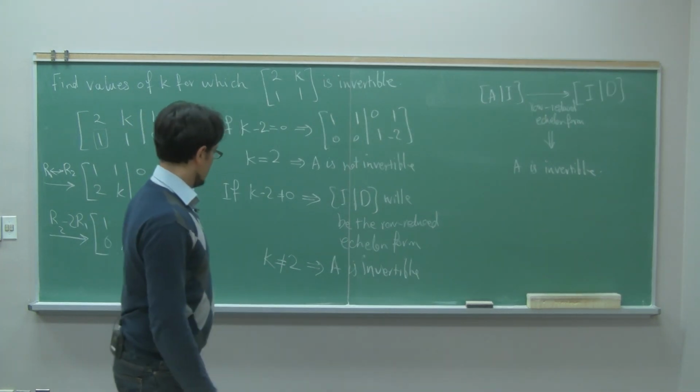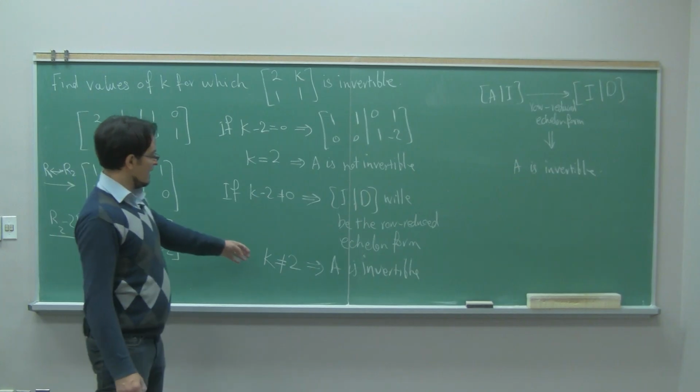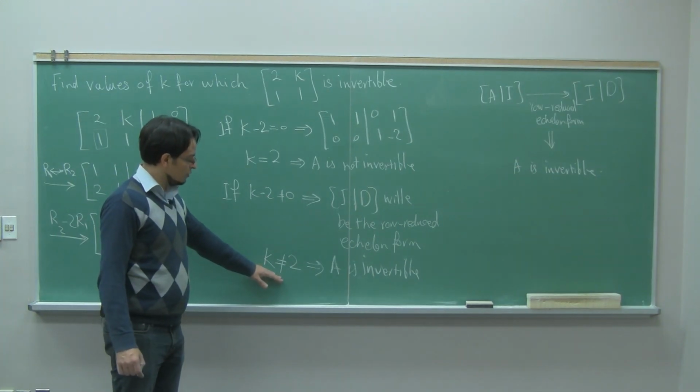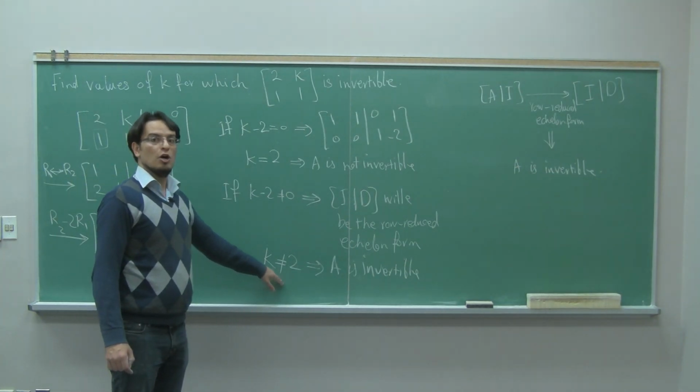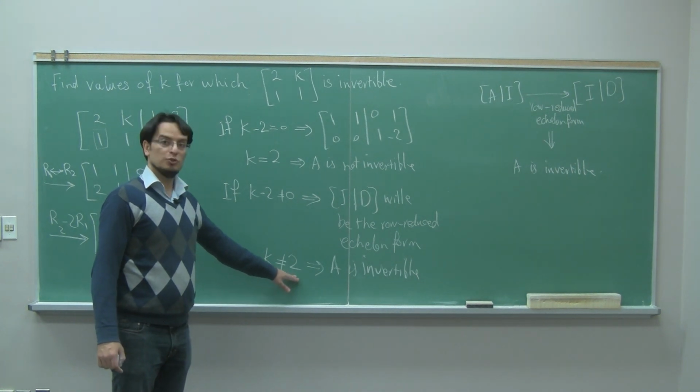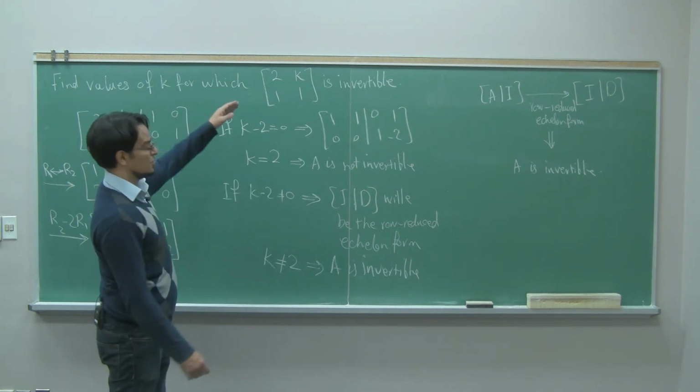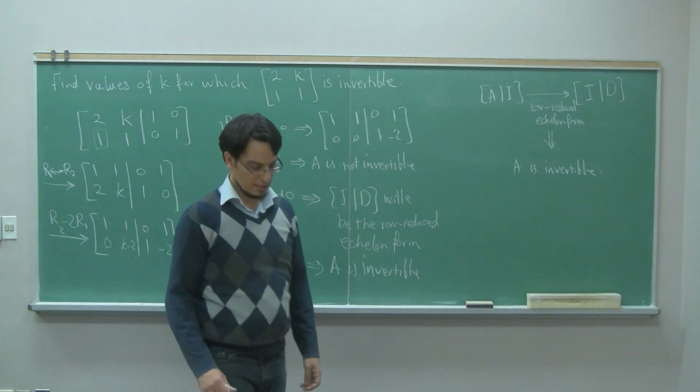And that gives me the answer. For every value of k but 2, I will have a matrix which is invertible.